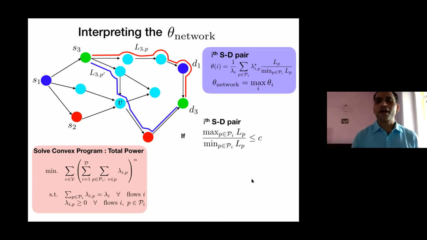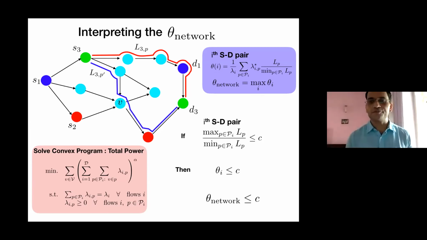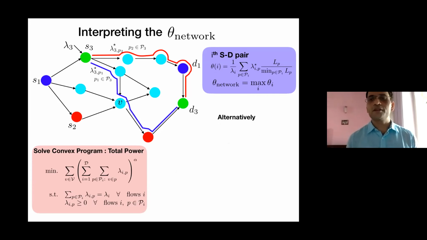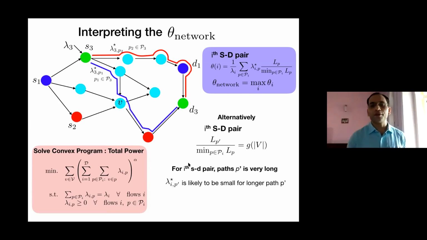So if a network is well behaved, in the sense that the length of the maximum path and the minimum path are not too different in terms of their multiplicative ratios, you're going to get a constant competitive ratio. Alternatively, what could happen is that the length of a particular path is very large compared to the shortest path, say some function G of mod V, where mod V is the number of nodes in the network. In that case, the lambda star IP, the amount of traffic routed through this long path, is going to be commensurately smaller, because you have a shorter path and you're unnecessarily also looking at very long paths.